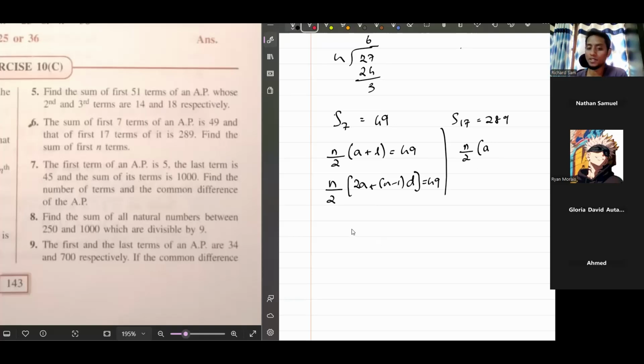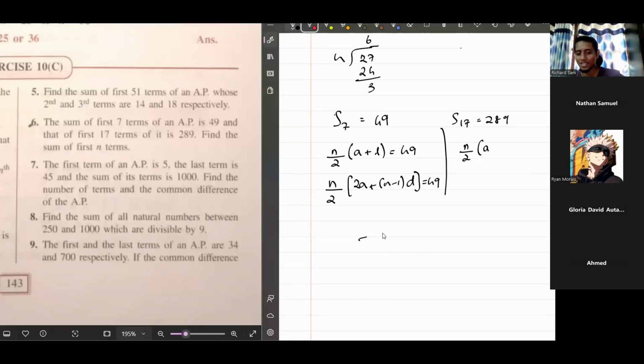What if they told you the seventh term is 49? That means T7 is 49, and T7 can be represented as a plus 6d. That is 49. So this is a basic type of question which we do not do. But like this you can make equations.